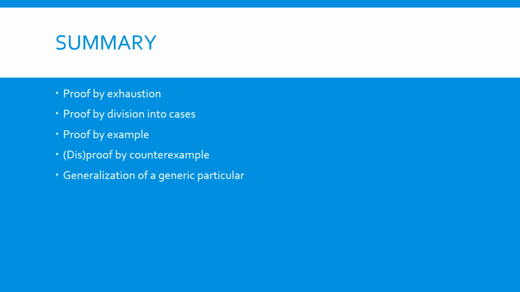They are proof by exhaustion, proof by division into cases, proof by example, disproof by counterexample, and the generalization of a generic particular. We will first introduce the basic idea of each technique, and then give a concrete example for each one.